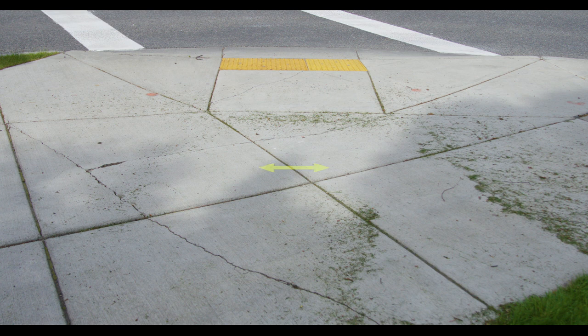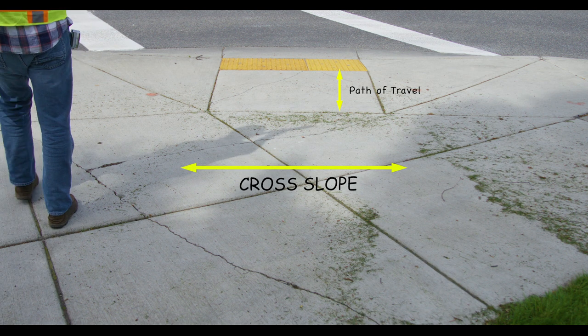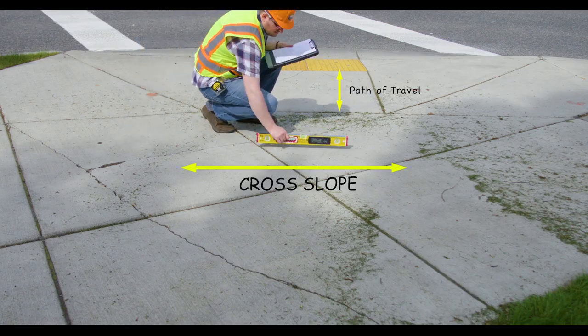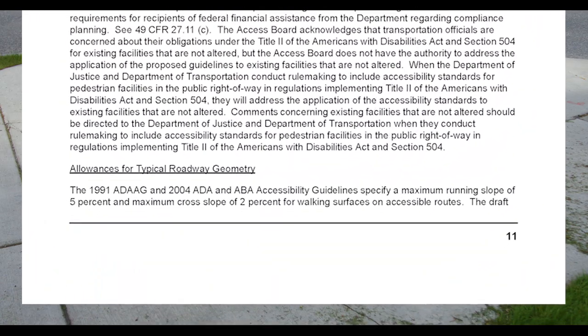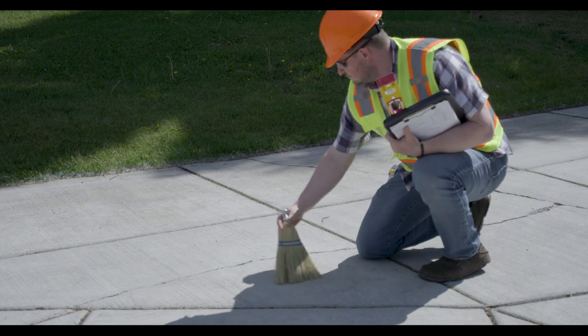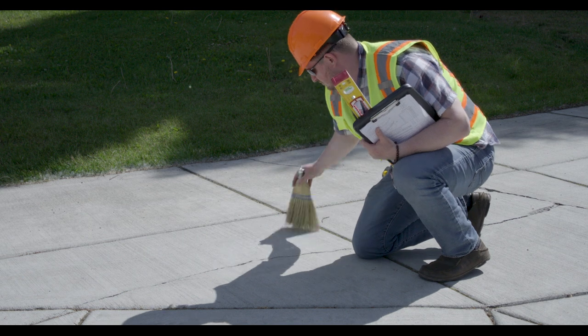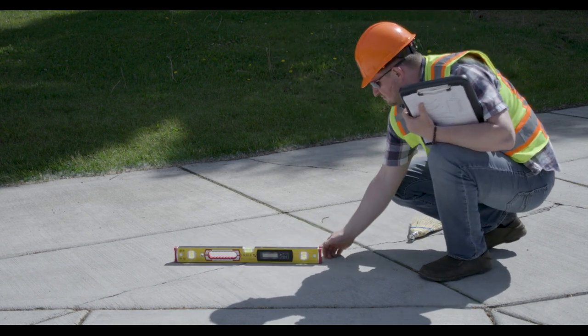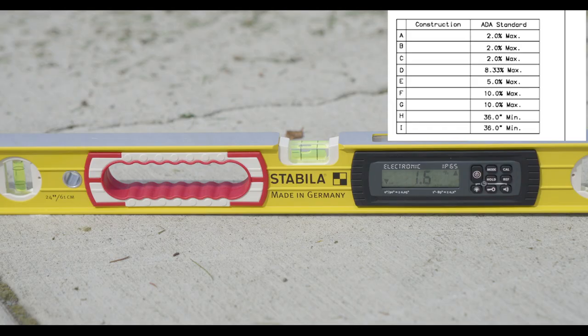Begin by taking the cross slope. The cross slope is defined as the slope perpendicular to the path of travel. The path of travel will be the direction of the ramp, so the cross slope will be perpendicular to the direction of the ramp. Both PROWAG and ADAG agree that the cross slope for a landing can be no greater than 2%. Clear the ground of any debris with your broom. Measure the cross slope. This should be done approximately in the middle of the landing and record the reading in row A of the data sheet.